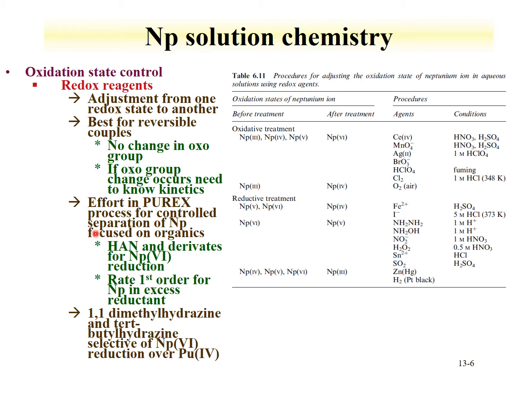Hydroxylamine nitrate and its derivatives were used for neptunium-6 reduction to the 5. And this is found to be a first order rate with excess reductant.